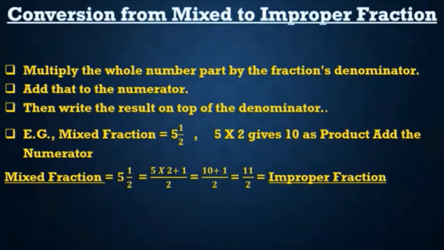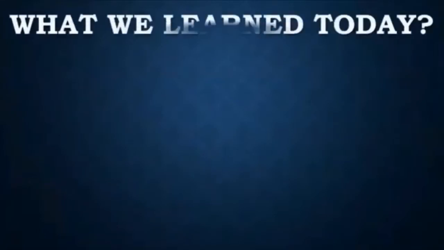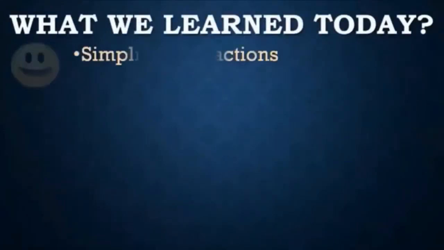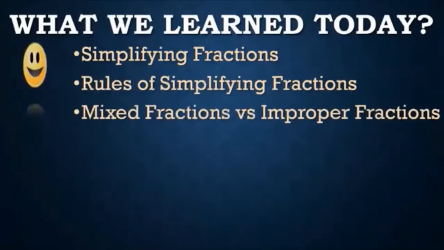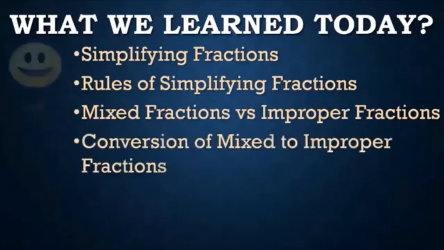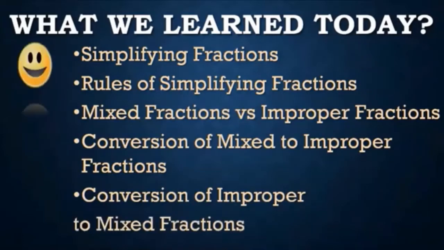So what is the numerator? The numerator is 1. What is 10 plus 1? It is 11. So our denominator will be the same. It will never change. So that means 5 1 by 2 is equal to 11 by 2. So what did we learn today? We learned about simplifying fractions, the rules of simplifying fractions, mixed fractions versus improper fractions, conversion of mixed to improper fractions, and conversion of improper to mixed fractions.